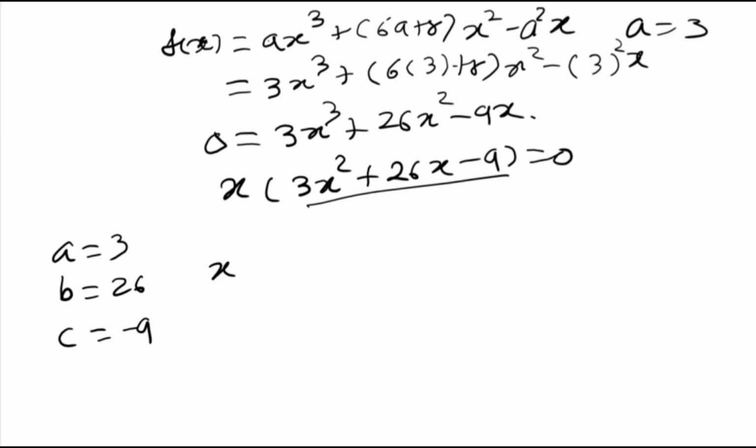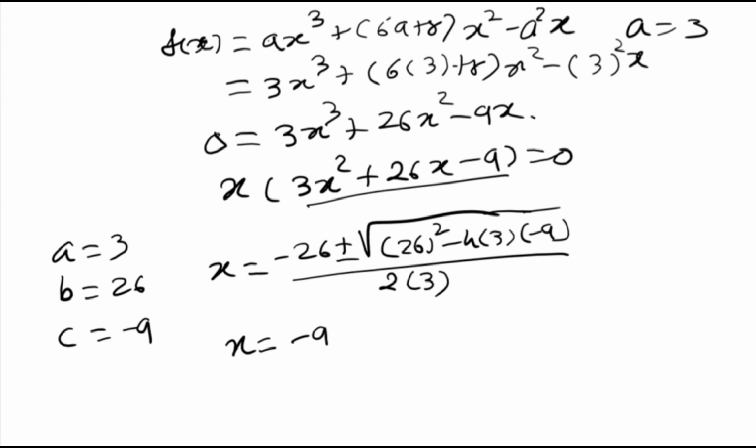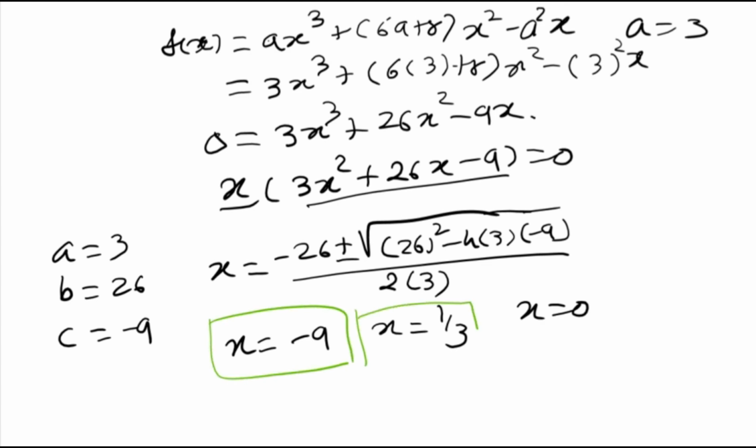Put into the formula: x is equal to minus 26 plus or minus the square root of 26 squared minus 4 times 3 times minus 9, over 2 times 3. So when you put plus or minus, you will get the answers x is equal to minus 9 and x is equal to 1 over 3. And x equals 0 because it's a cubic equation, so we have 3 values of x. So finally we find 3 solutions for x: minus 9, 1 over 3 and 0.